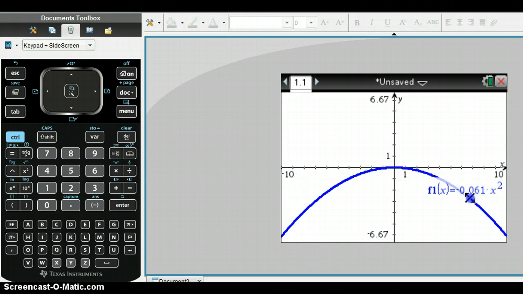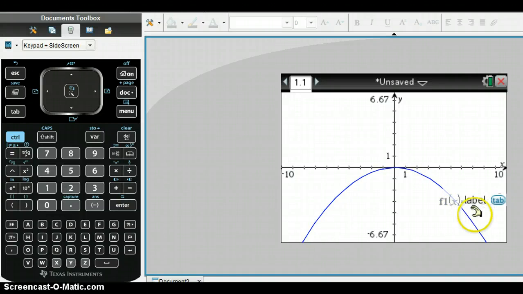So now we have a parabola opening down. It's a frown. And we know that k has to be less than 0. And if you look at the k value, it's negative 0.1. And that means that the parabola is opening down.